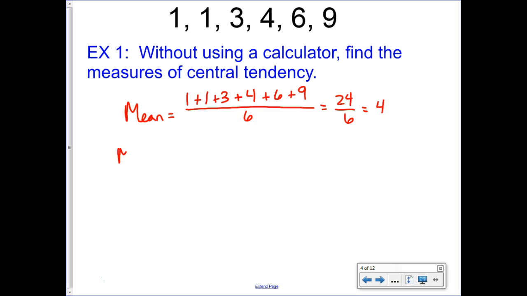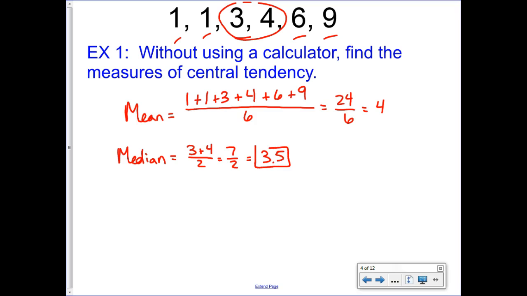The median is the middle number when it's written in order, and since we're in order, take away the first and the last, take away the second and second to last, and so on until we get to the middle. We have 2 here, so we find the average of that. So 3 plus 4 over 2 is 7 over 2. So the median in this case is 3.5.